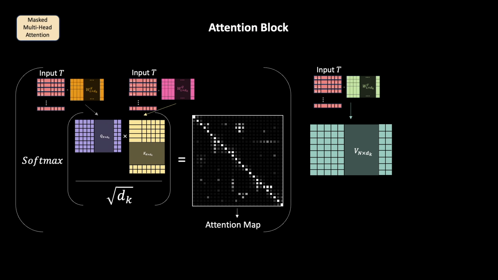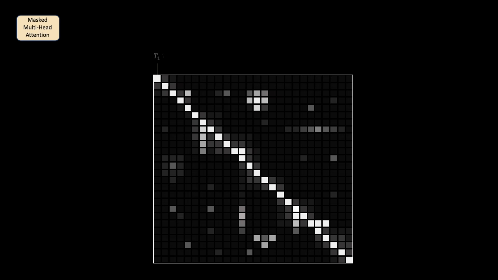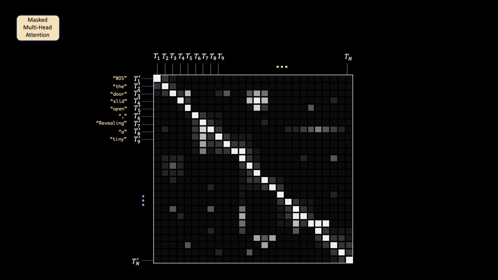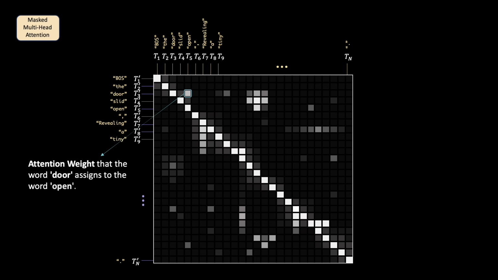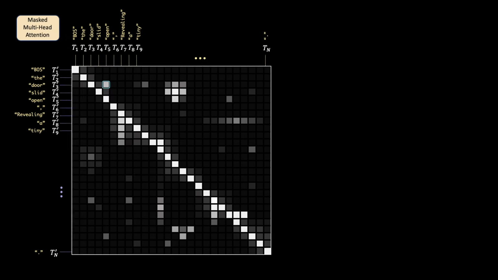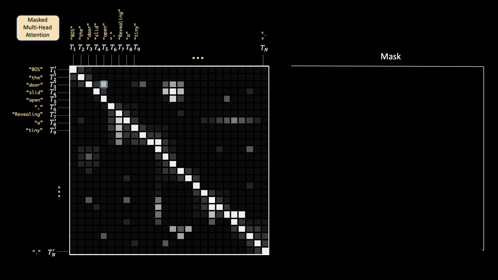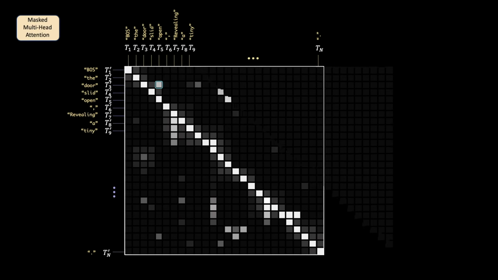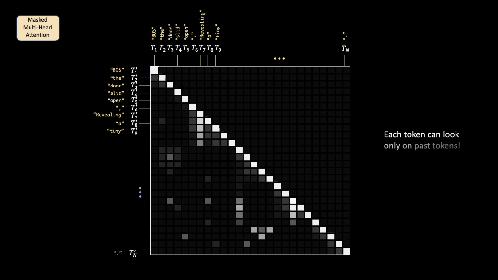But there is a critical catch. In a standard attention map, every word can see every other word in the sequence. For example, the word door could assign attention weight to a future word like open. Because the decoder produces output word by word, each token should not be able to see the future words it hasn't predicted yet. This is where the mask comes into play. We mask all future positions so that each word can only attend to past information.